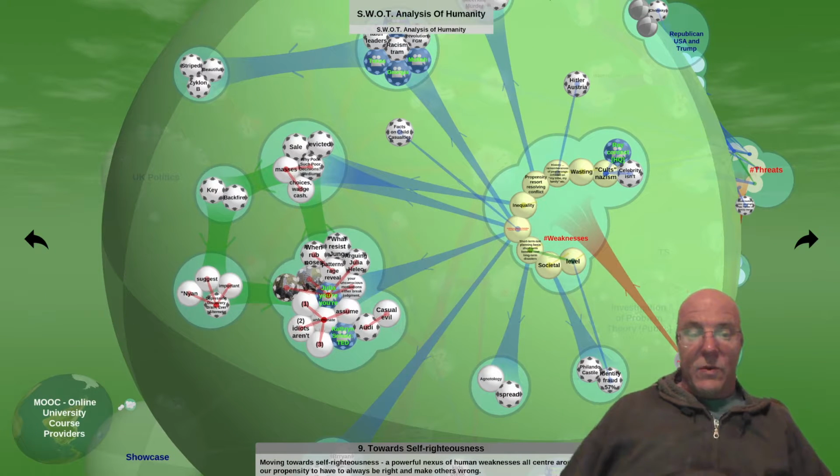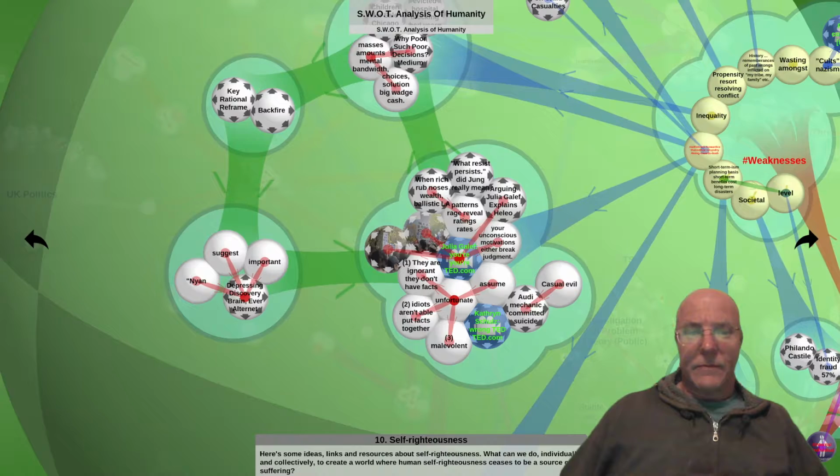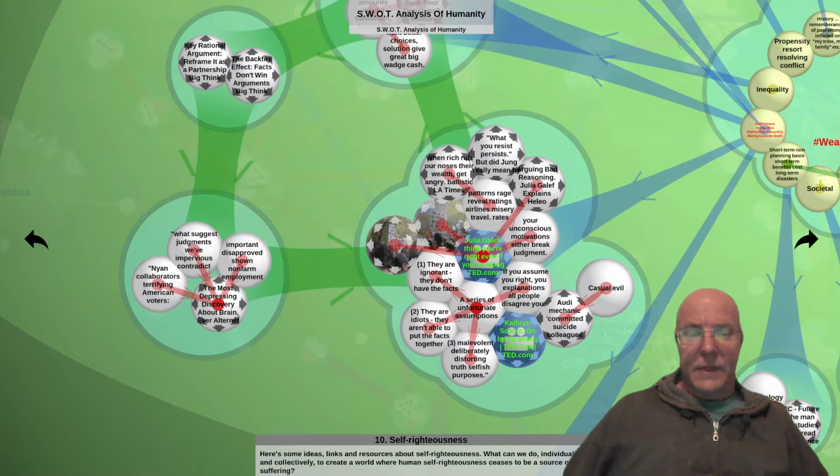9. Towards self-righteousness. Moving towards self-righteousness, a powerful nexus of human weaknesses all centre around our propensity to have to always be right and make others wrong. Here's some ideas, links and resources about self-righteousness. What can we do individually and collectively to create a world where human self-righteousness ceases to be a source of suffering?